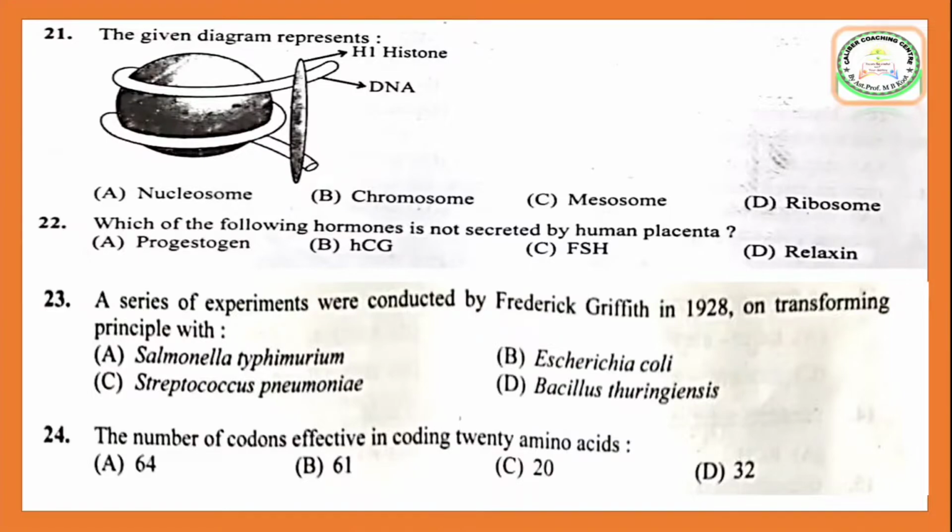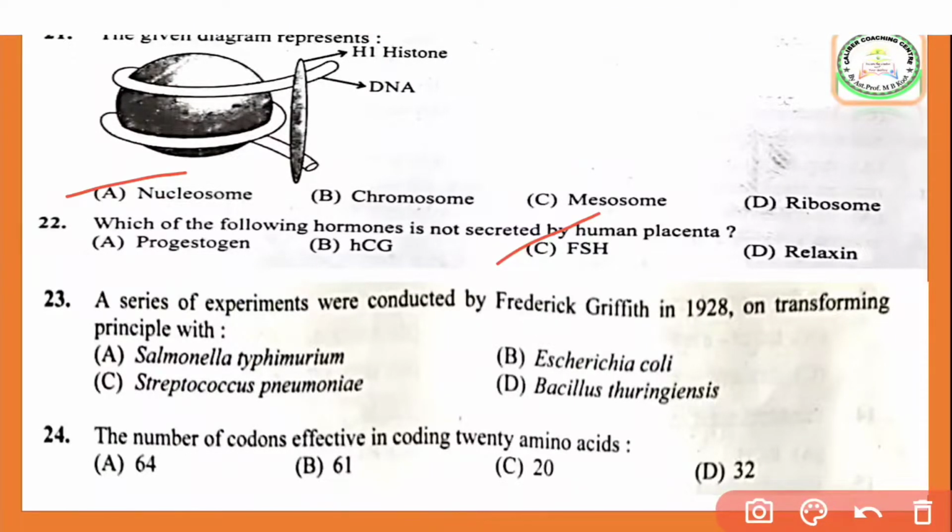Question number 23. A series of experiments were conducted by Frederick Griffith in 1928 on the transforming principle with Salmonella typhimurium, Escherichia coli, Streptococcus pneumoniae, Bacillus thuringiensis. And the answer for this question is option C, Streptococcus pneumoniae.